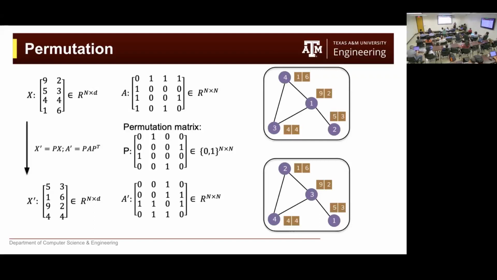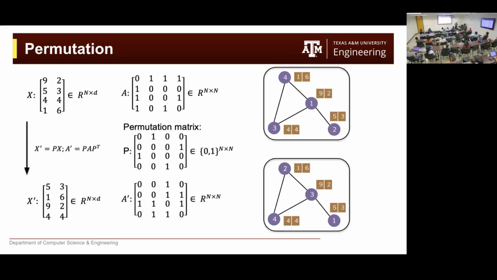Intrinsically, the graph remains the same. You just permuted the order of the nodes. Connectivity and everything else remains the same. So ideally, the representation should remain the same. Whatever learning you apply on X and A should also apply to X prime and A prime, so the representation should remain the same.